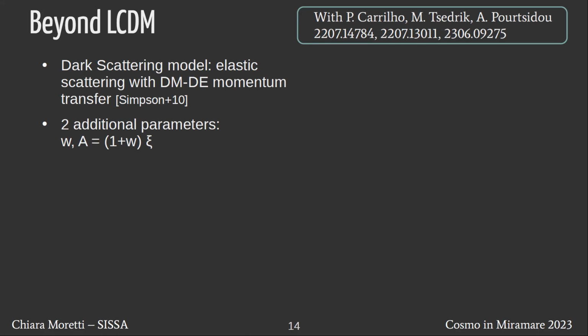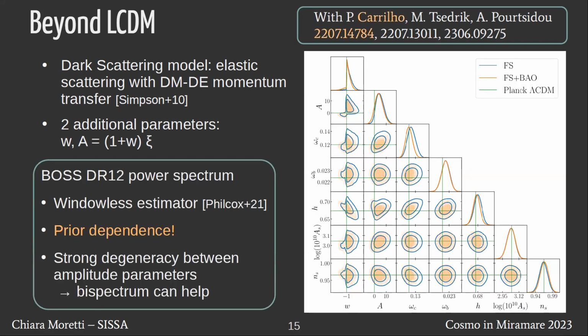And it comes with two additional parameters, W and A, or W and Xi. This Xi, or A, is the strength of the interaction between dark matter and dark energy. So you can see here our results. In this case, we focused on the power spectrum, measured with a windowless estimator, as presented in the paper there.